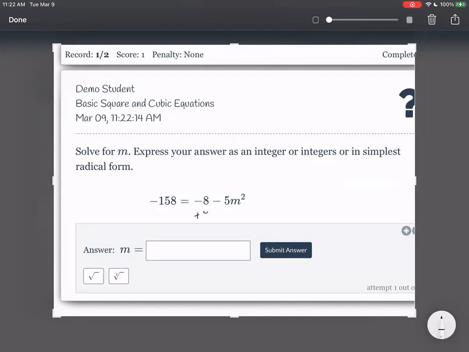So to do that, I'm going to add 8 to both sides. Negative 158 plus 8 gives us negative 150. I said it and then I wrote negative 50. I think there's a small disconnect in my brain today, but it's okay. We'll get through it. So that gives you negative 150. Those cancel out. We'll get negative 5m squared. I'm going to rewrite that over here.